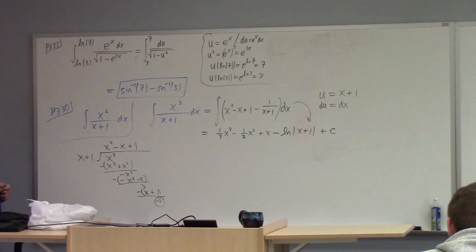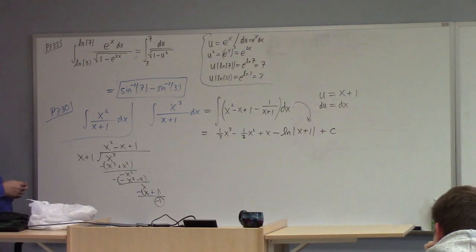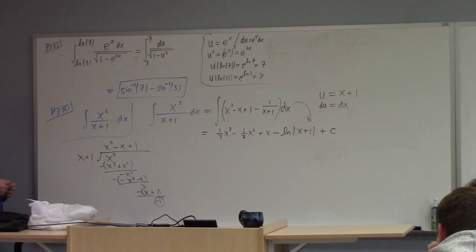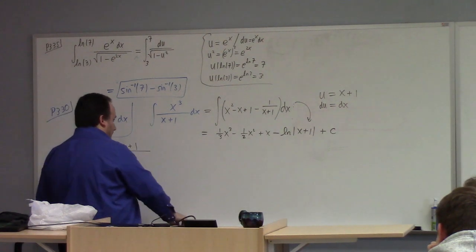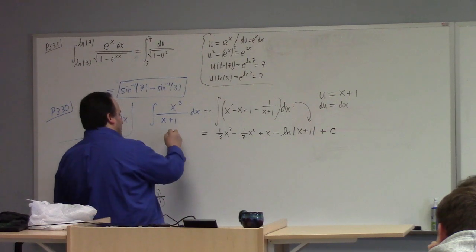Sometimes I just get confused, because sometimes when it's a fraction, we can't use u substitution from the get-go. Well, you could have used u substitution from the get-go here to avoid the long division, for sure. That's an alternative way to do this.